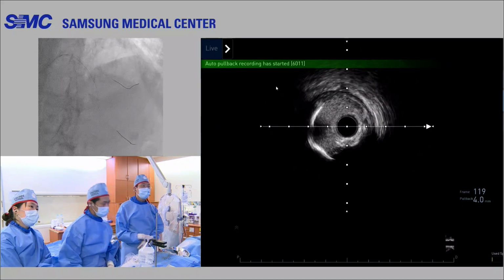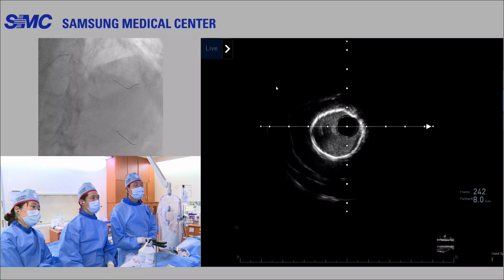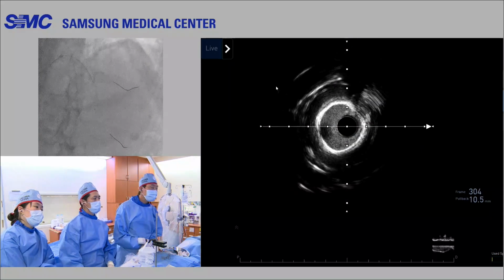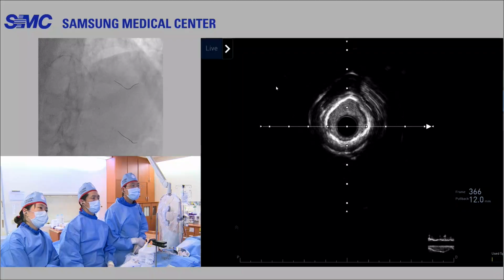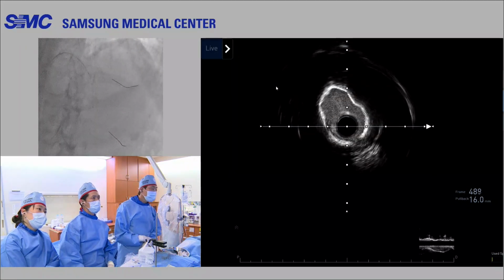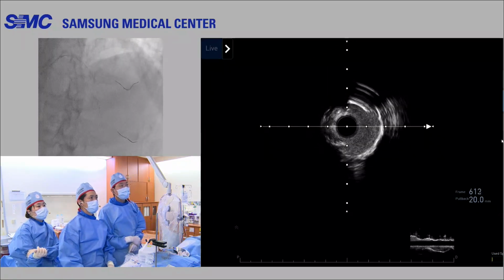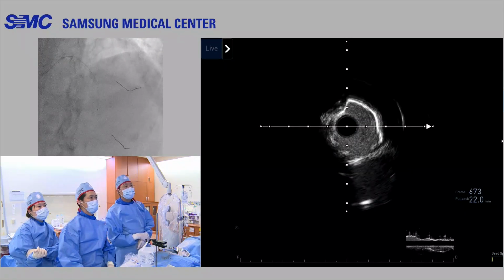Can you show the photo? Okay, this is a reference. These are the treated segment. Yeah, around here. This is not there, around here. Now this is entering the treated segment. You can have some fracture, calcium.